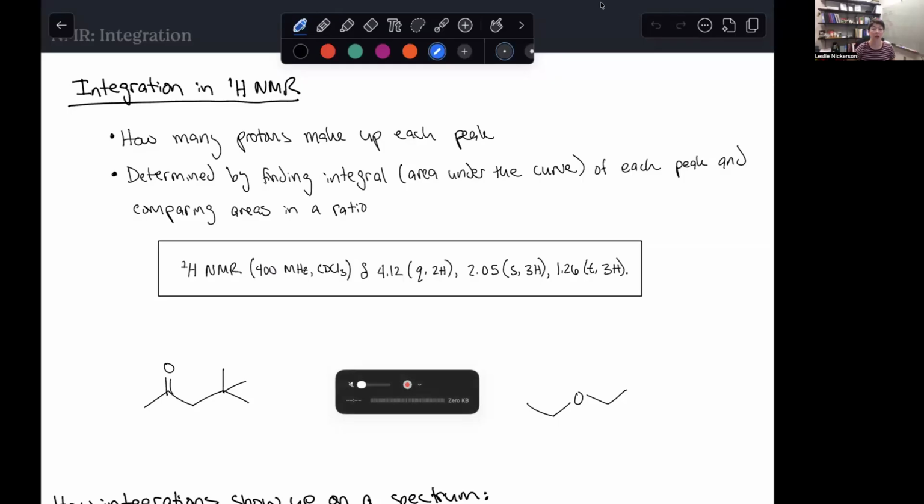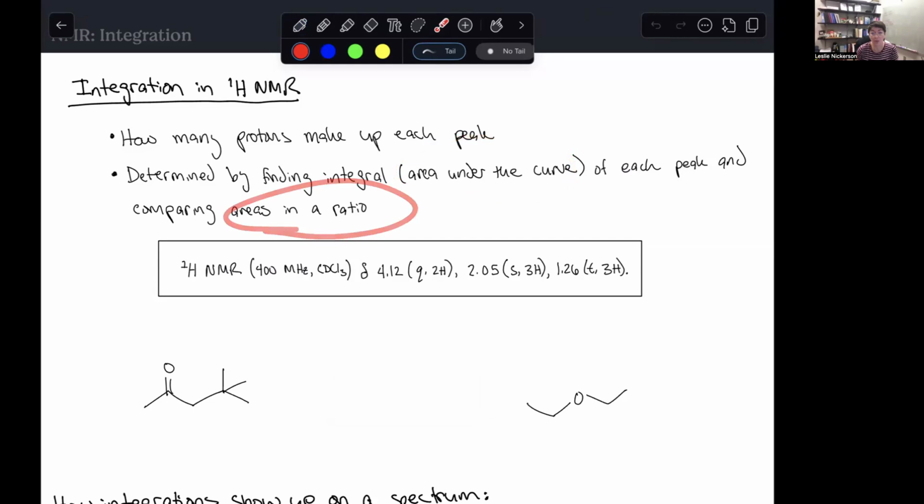Hi everybody, I'm going to talk about integration in proton NMR in this video. So the integration is really talking about how many protons are making up each peak in your NMR spectrum. It is also determined by finding literally the integral, the mathematical definition of which is the area under the curve. And it's comparing that area to the areas of the other peaks, and then it compares them in a ratio.